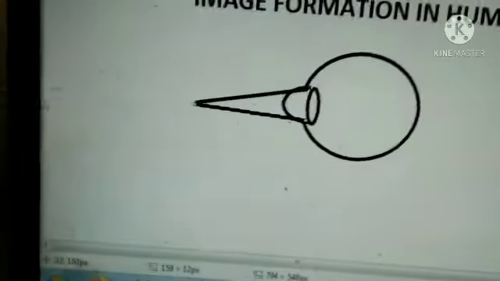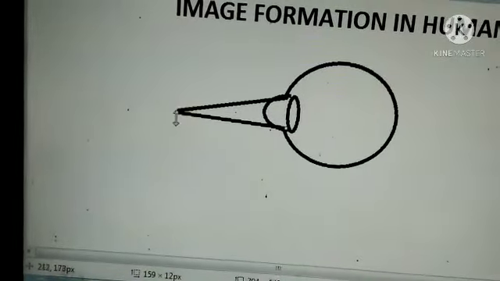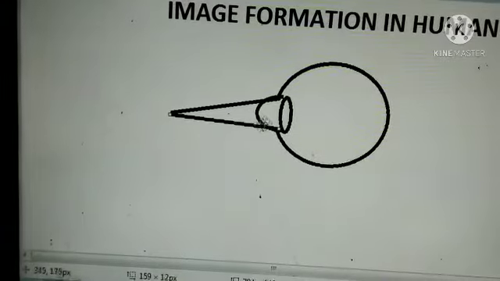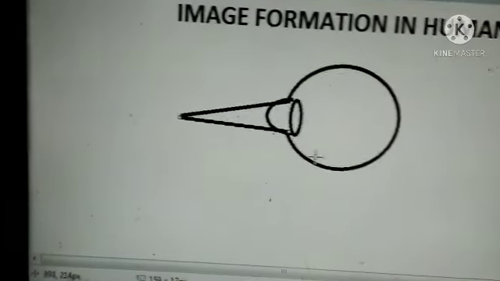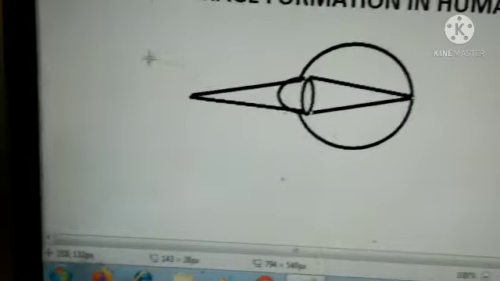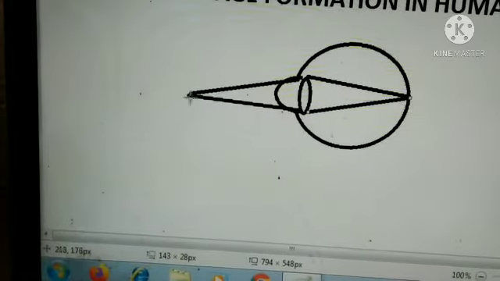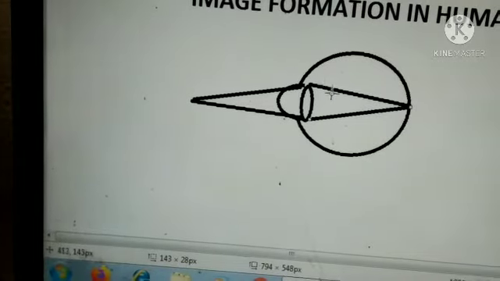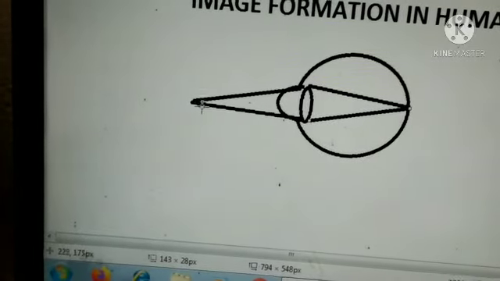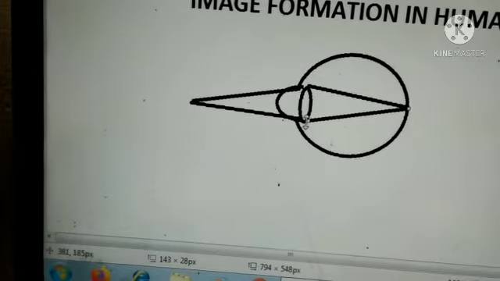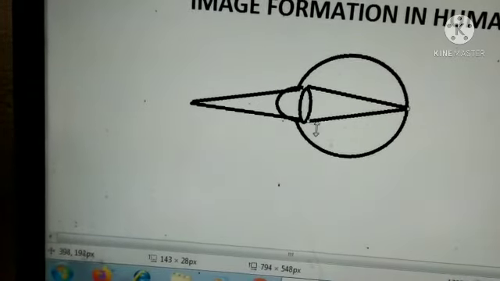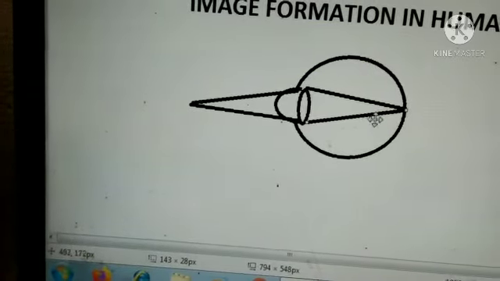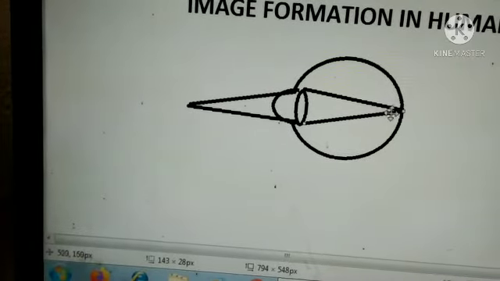Now when the object is near, the image is formed by this method. The first ray goes from there, then after passing through the lens, it meets on the retina. The second ray also goes through the lens, and after passing through the lens, it meets the first ray on the retina. Then the image is formed here.